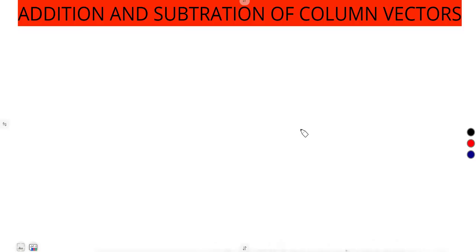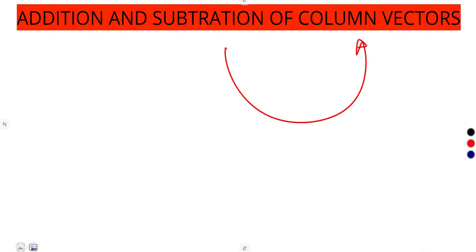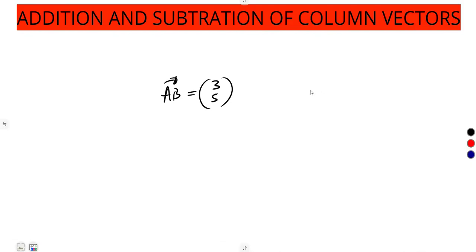So in this case, we are going to continue with our vectors, considering the column vectors. Remember previously, we worked with our translation vectors, which were represented as column vectors, where we saw the vector AB can be written as (3, 5) as a column vector. These vectors can be added or combined together. We can have addition and subtraction of such vectors, which are represented as what?